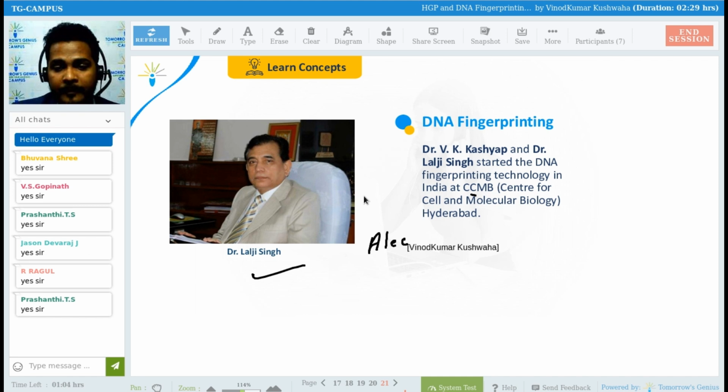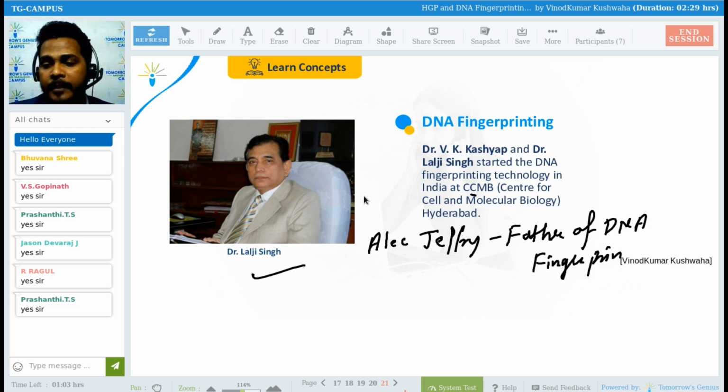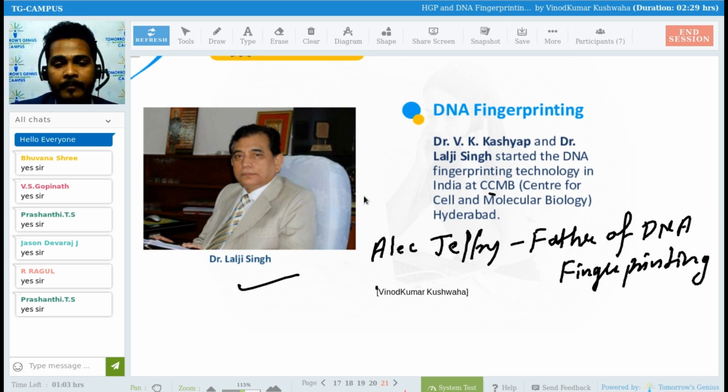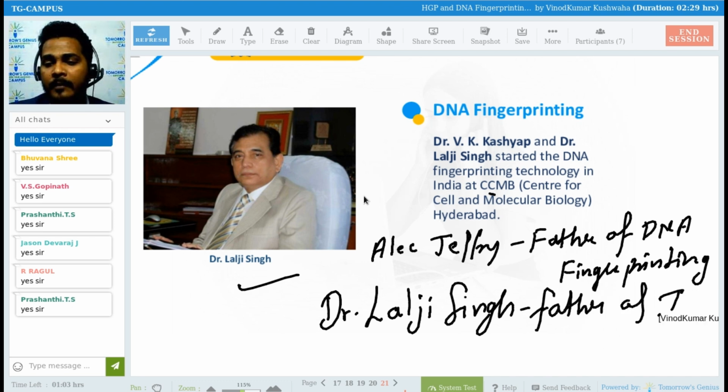Alec Jeffrey is the father of DNA fingerprinting, and Dr. Lalji Singh is the father of Indian fingerprinting.